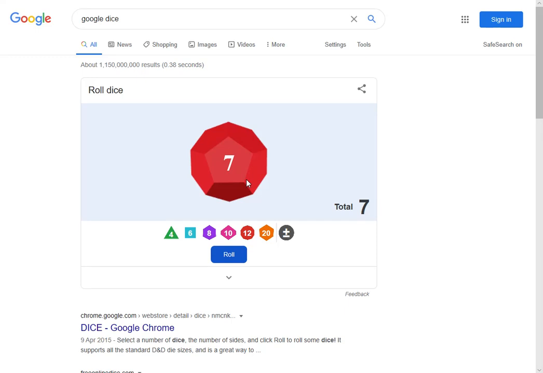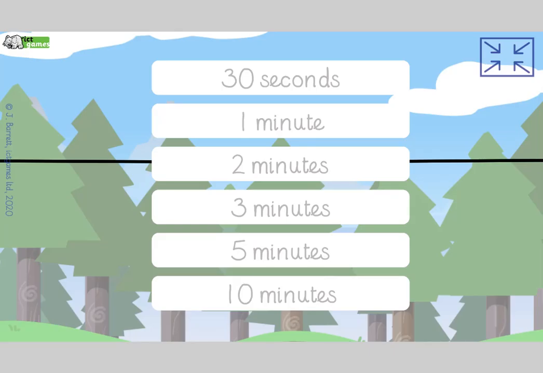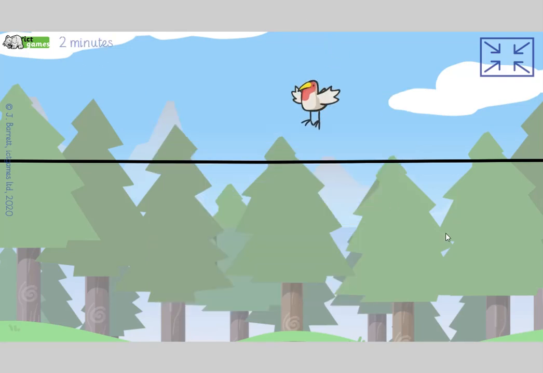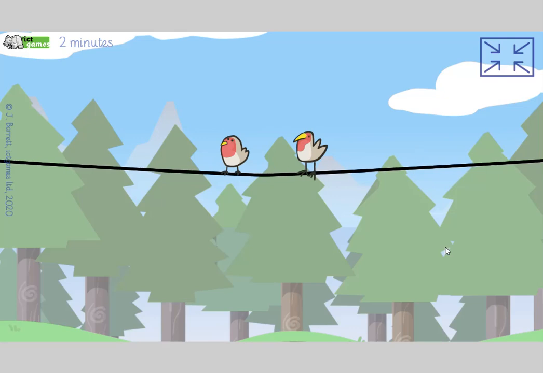So you might ask an adult to time you for 2 minutes, or there's a game on ICT Games that you can set to 2 minutes, and once it starts, the little birds fly and land on the telephone line slowly over 2 minutes, and then eventually they all go flying off the washing line because there's too many on there.